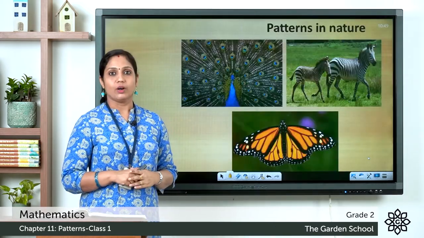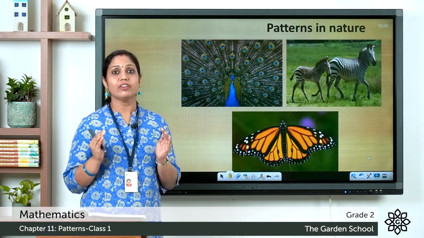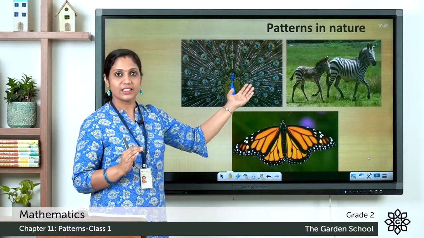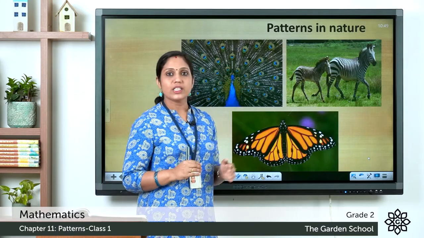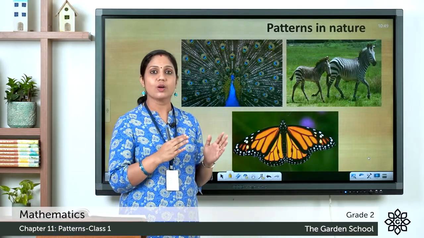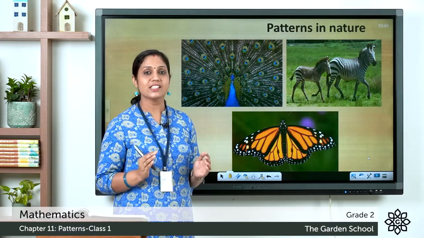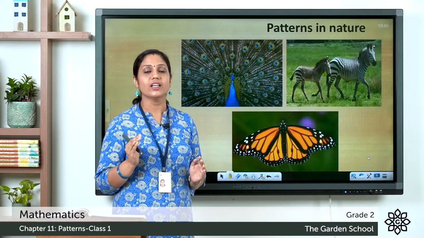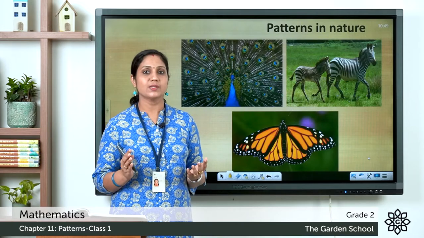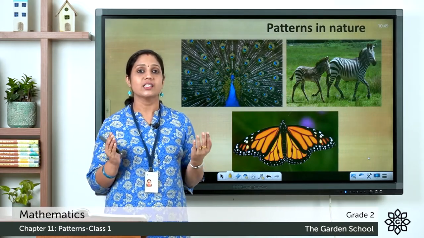Let's have a look at a peacock. Have you seen the beautiful feathers of a peacock? They are in a definite pattern. You can see the patterns of peacock feathers here. What about a zebra? You can see the black and white stripes on a zebra, and it is also going in a pattern. And a butterfly, the lines and dots in a butterfly are going in a definite pattern. So not only in numbers and shapes, we can see patterns, we can also see patterns in our surroundings, that is, in our nature.